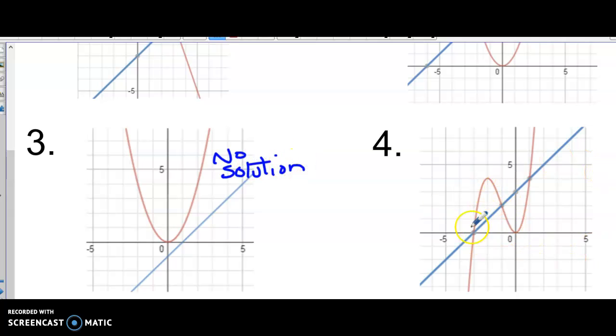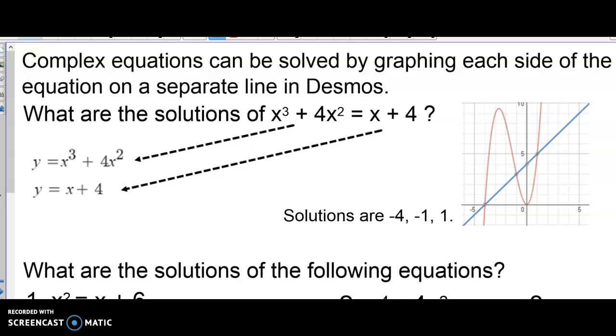Now look at this one. I have a linear equation and I have a cubic equation. So I have one intersection that is here at -3, 0. I have another point that they intersect, which is here at -1, 2. And then I have a third one up here that is at 1, 4. So this one actually has 3 intersections. It has 3 solutions.